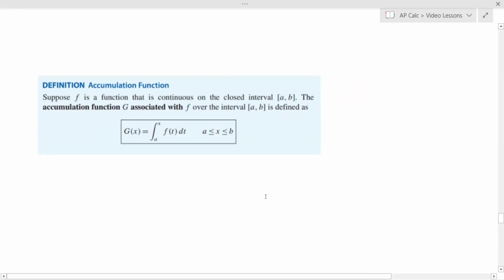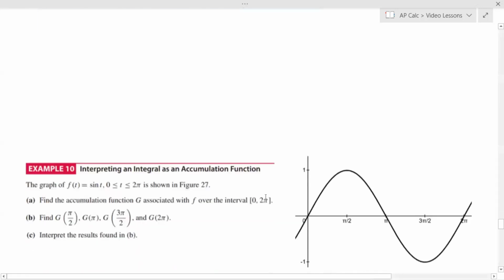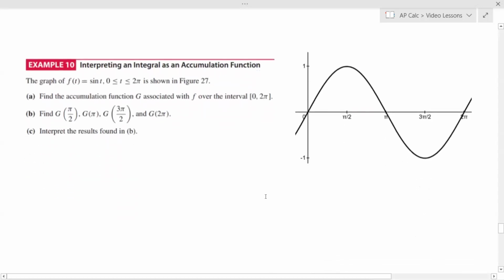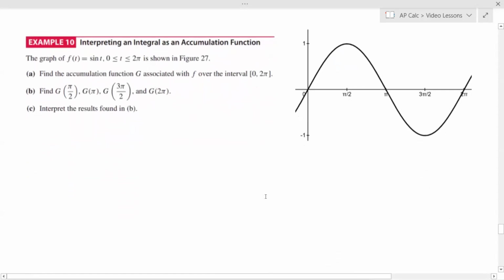So here we have the definition of an accumulation function. If f is a function that's continuous on a closed interval a to b, the accumulation function g associated with f on that closed interval a to b is defined as the definite integral from a to x. Okay, so let's actually put this into practice here. So here we have the graph of sine t from 0 to 2 pi. And in part A, we want to find the accumulation function g associated with f over the interval 0 to 2 pi.